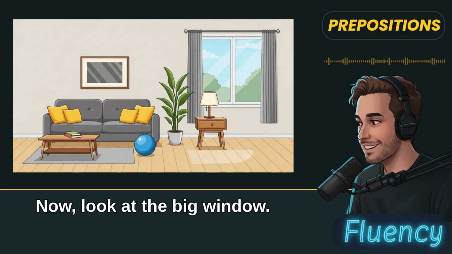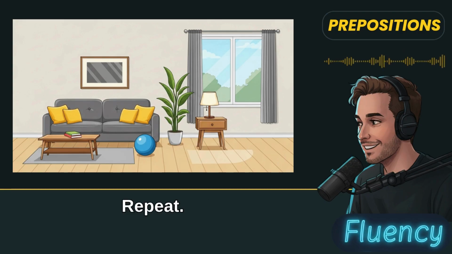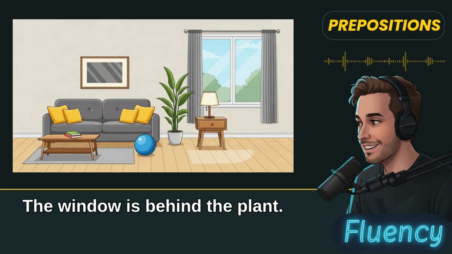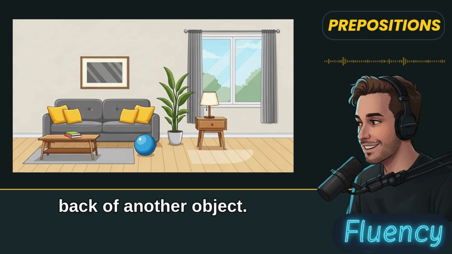Now look at the big window. The window is behind the plant. Repeat. The window is behind the plant. Behind means something is at the back of another object.